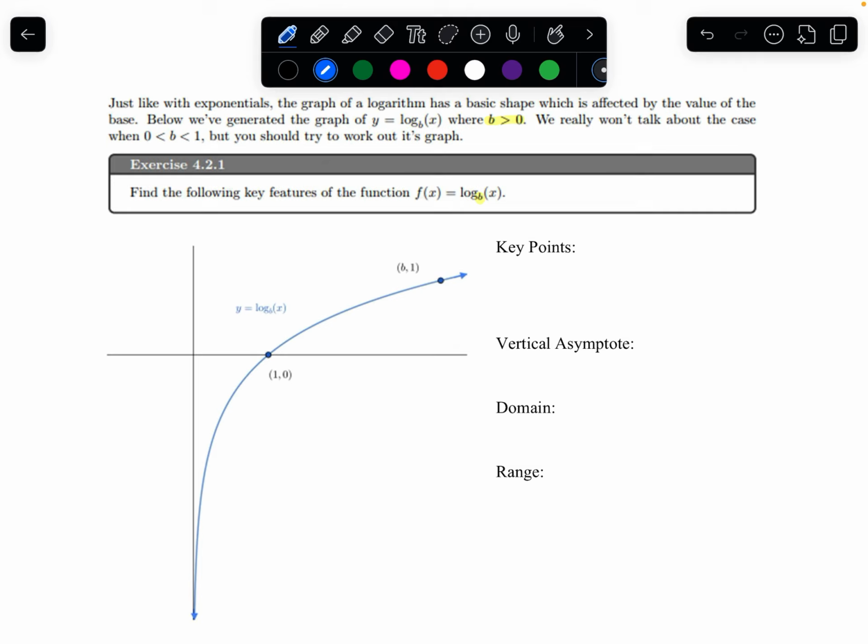And so our key points are (1, 0), (b, 1), like you see listed on the graph to the left. And then we have one extra one, (1/b, -1). So let's label that point right here. This is our (1/b, -1). The other two are listed.